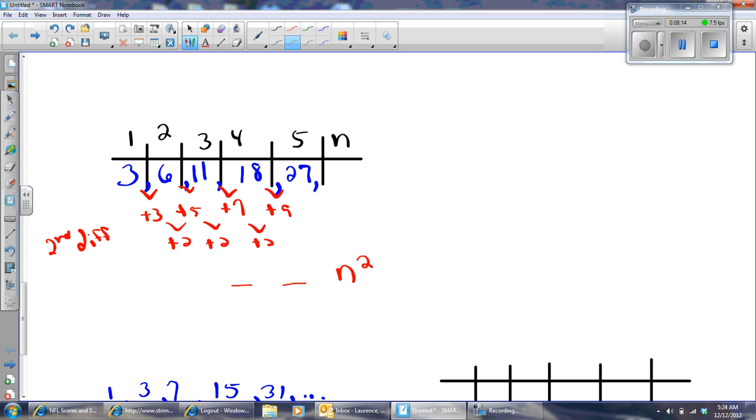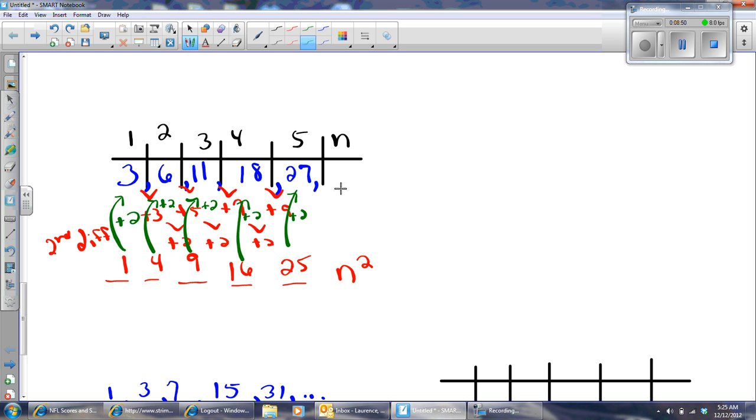Now I'm going to pretend the answer is n squared, and then I'm going to compare it to the blue ones and see what I might have to do differently. So 1 squared is 1, 2 squared is 4, 3 squared is 9, 4 squared is 16, 5 squared is 25. So how do I turn 1 into 3? Well, I add 2. 4 to 6, I'm adding 2. 9 to 11, I'm adding 2. I'm adding 2 every single time. What am I going to do to n squared? I'm going to have n squared, and then I'm going to add 2.